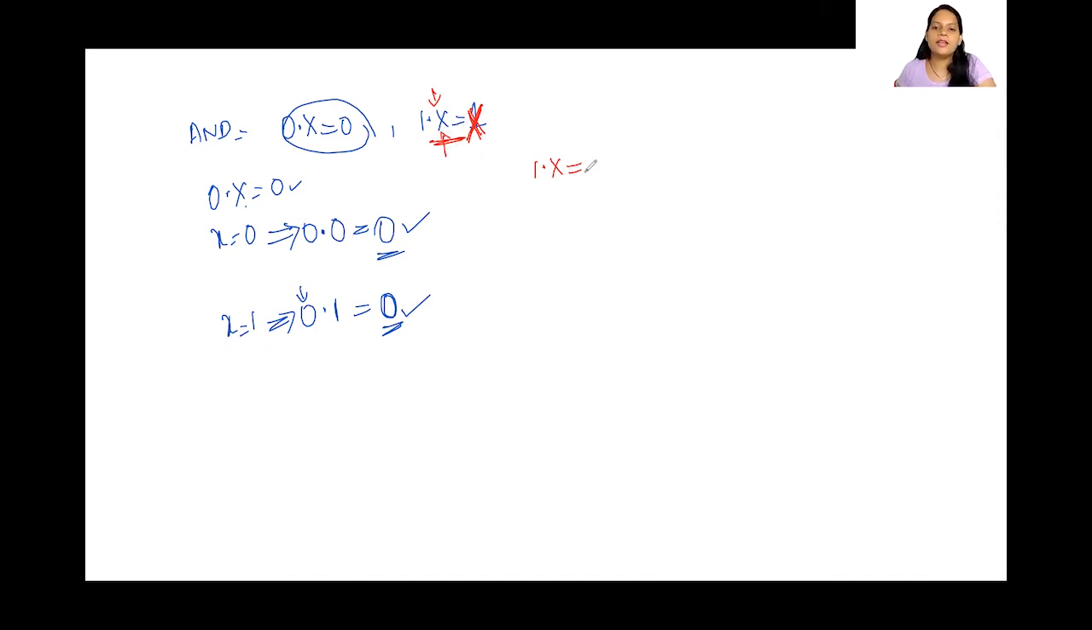So, let's see that. I'm taking 1 into x. Let me take x value as 0. So, what happens at that time? 1 will be 1 and I'm taking x as 0. So 1 into 0, 1 and 0 is always 0, which is nothing but x, isn't it? Why is it x? Because we took 0 as x here. So isn't it equal to x?